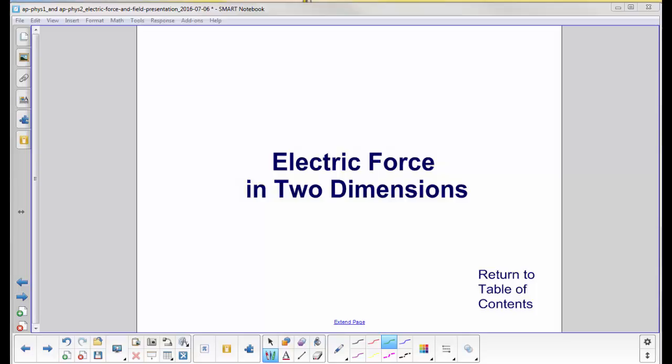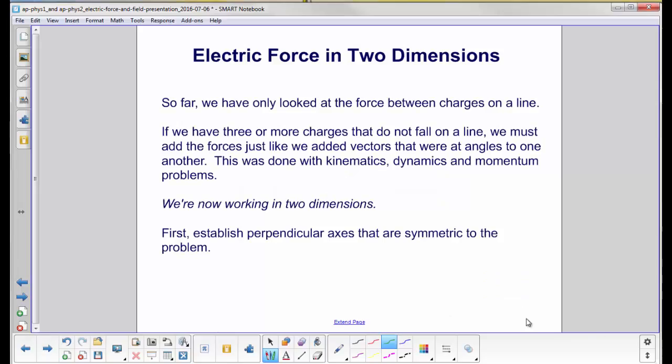Let's add the electric force in 2 dimensions now to make things more interesting and a little bit more realistic. So far, we've only looked at the force between charges on a line. If we have 3 or more charges that do not fall on a line, we must add the forces just like we added vectors that were at angles to one another. We've already done that with kinematics, dynamics, and momentum problems. So here we go. We're now working in 2 dimensions.